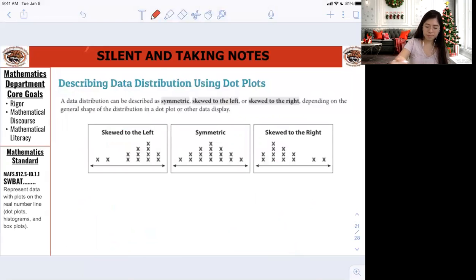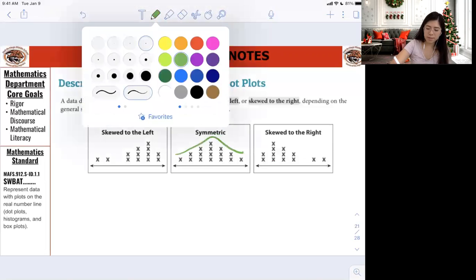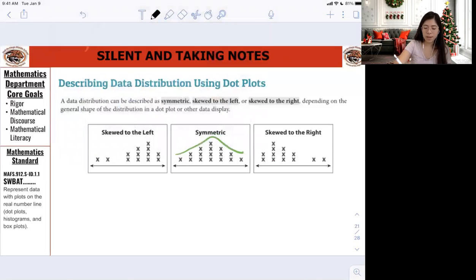Here are 3 examples. What I always like to picture is a hill. If I were to draw a hill on top of my data, the one in the middle is very symmetric, right? You can very easily go up the hill and then back down the hill. It might not be exactly perfect like this one, but we'll see some examples where it's very nice and even. That would be a symmetric graph, but it also has a more common name that you will see. So let me write that down. This would be normal. It's called a normal distribution.